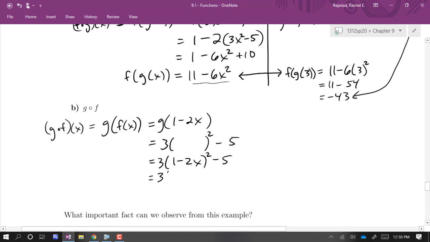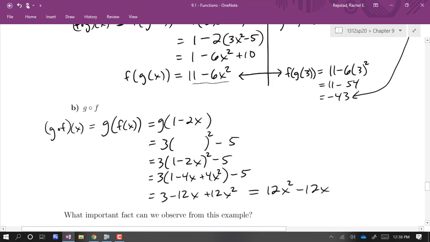Let's see, doing some algebra. If you FOIL out the 1 minus 2x times 1 minus 2x, you get 1 minus 4x plus 4x squared. And then we're subtracting 5. We can distribute the 3 and then combine like terms. So we get 12x squared minus 12x minus 2. So this is g of f of x.